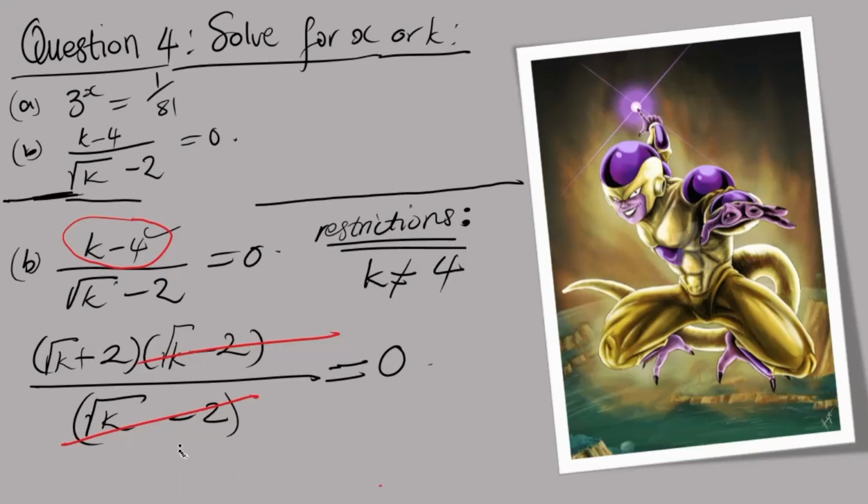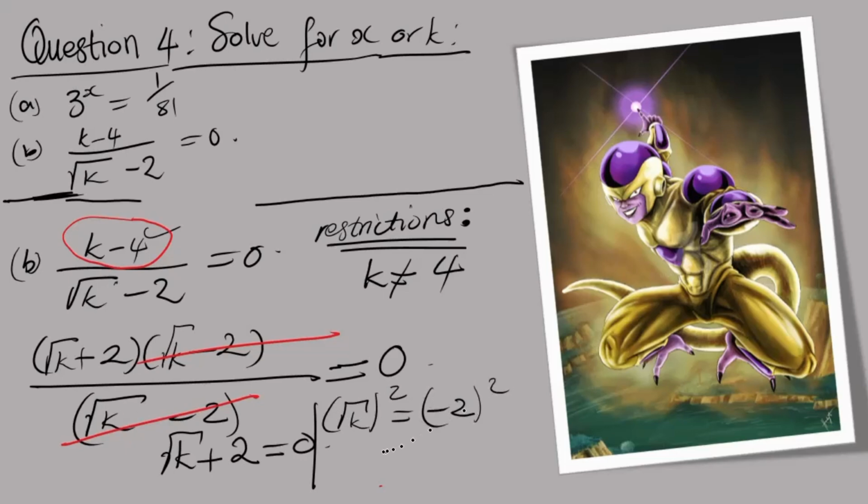So now I'm left with what? I'm left with root k times root k plus 2 equals 0, right? And then we solve further. You are left with root k equals negative 2. How do you remove the root from the k? You square this side and square that side, which means now you are left with k. When you have negative 2 squared, it equals 4. Now, what did we say? Our restrictions say k is not supposed to be 4. Therefore, this is not the solution. You cancel the equal sign.